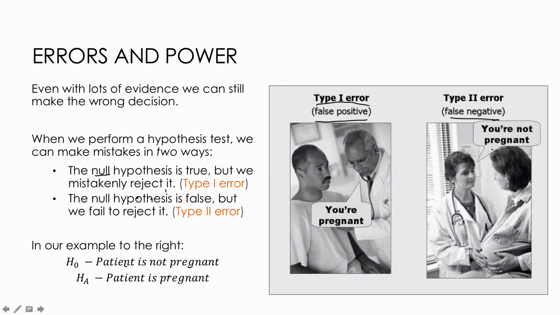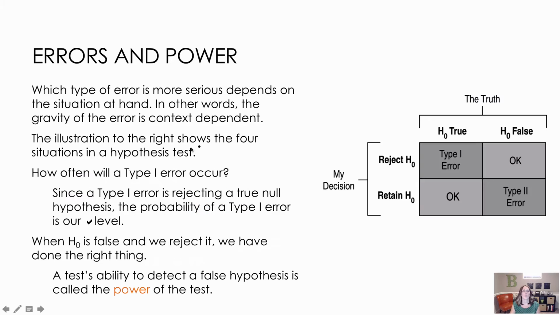Here, the type 2 error is a false negative. So that's saying the null hypothesis is false, the null being the patient is not pregnant. Obviously that's very false in this case, and we fail to reject it. So we've made an error and failed to reject it, which is a type 2 error. Whichever error is more serious depends on the context of the situation. So basically it's context dependent.